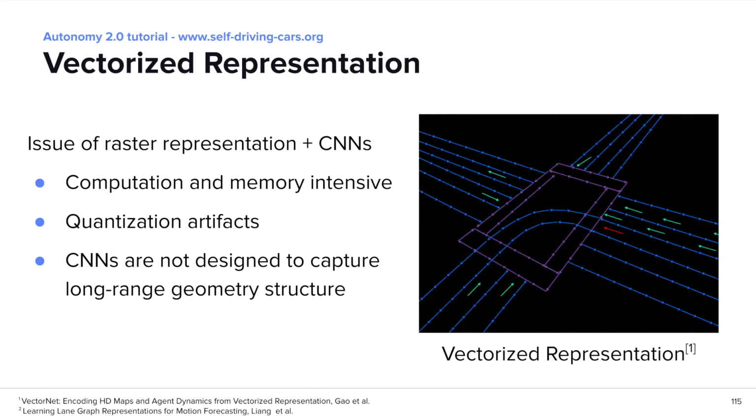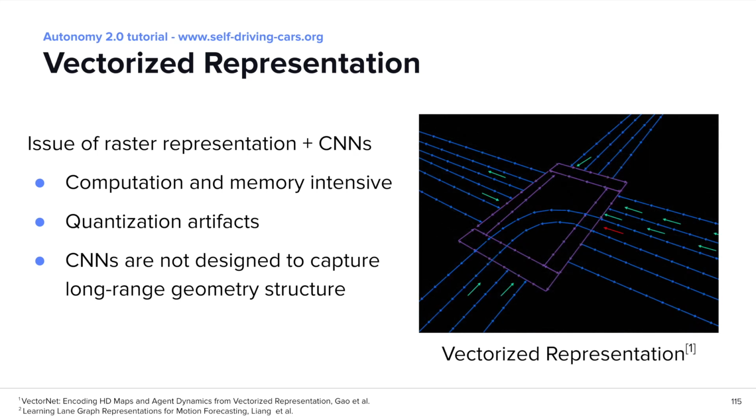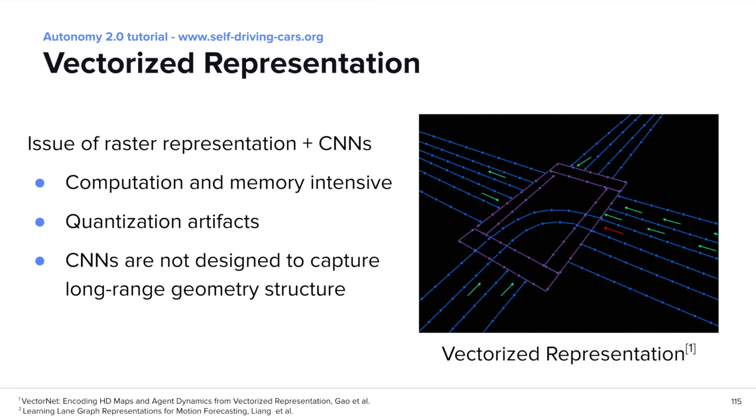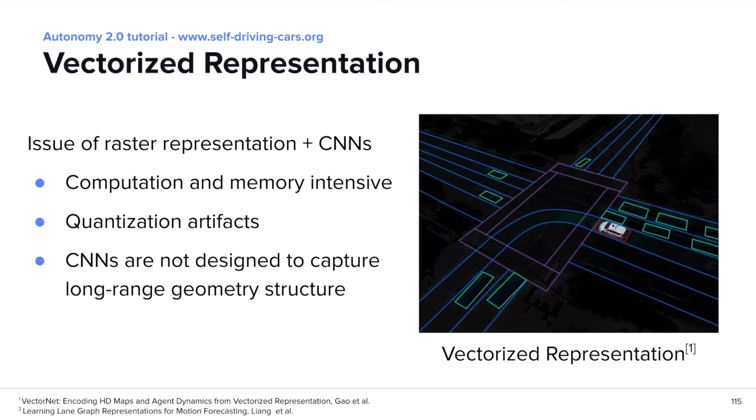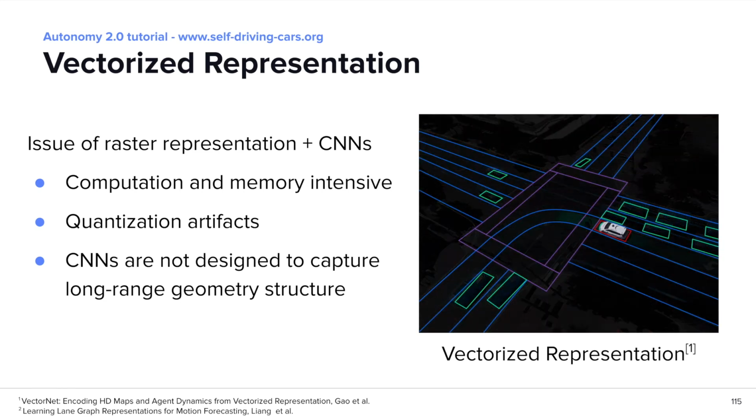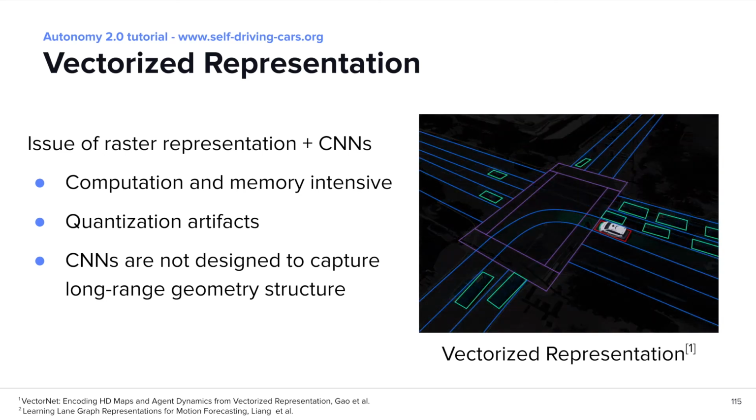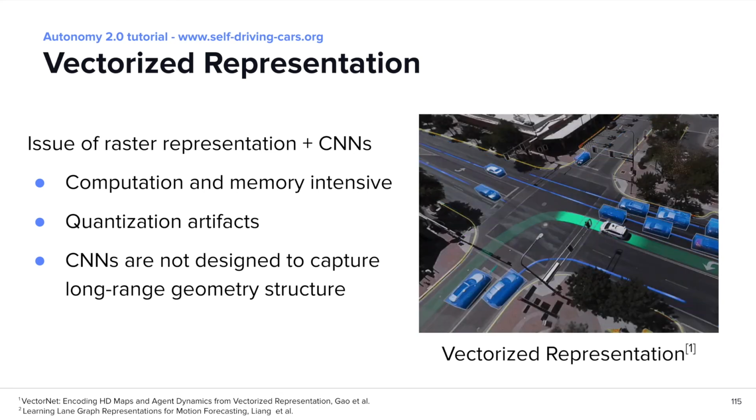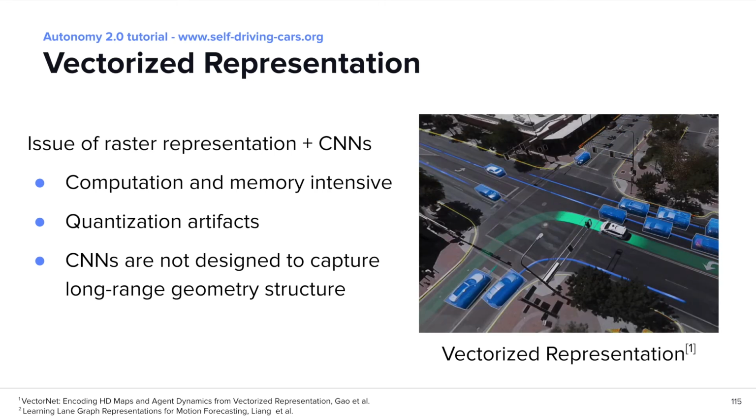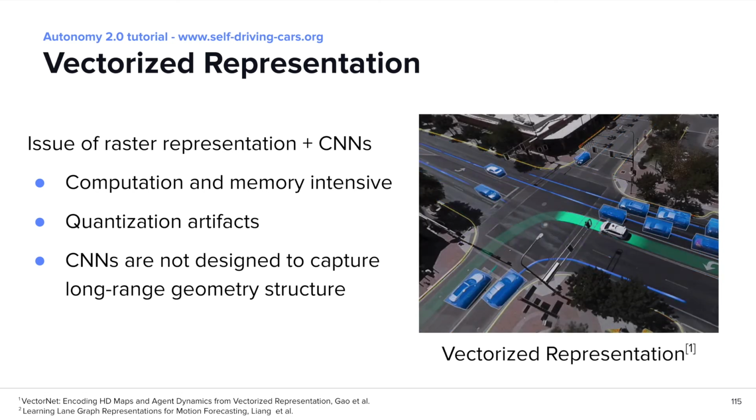More recently, some works propose to use vectorized representation to address some of the issues that we observe in raster representation. Compared with raster images, vector representation is less computation and memory intensive for highly structured data like HD maps. You can also do a one-to-one mapping between continuous trajectories and the vector set, which avoids the quantization artifacts in the rasterization process. Last but not least, CoverNet is not really good at modeling long-term structured environments because it is made of small kernels and you need many layers for the information to propagate.